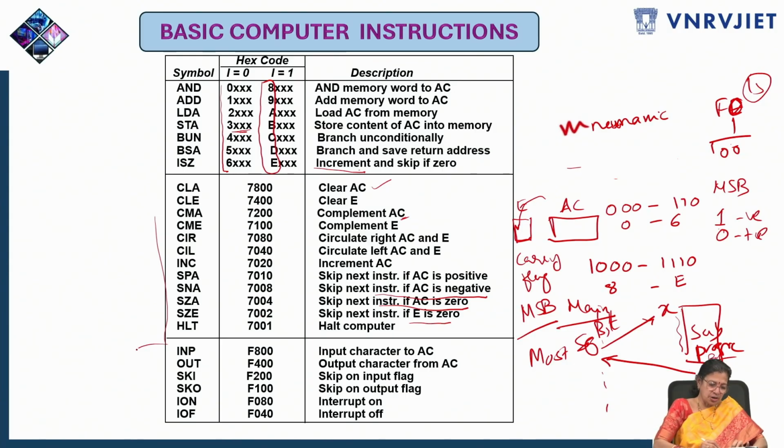Then coming to the third group of instructions, INP is input a character to accumulator. So from the input device, a character will be input to the CPU register. Similarly, output character from AC. So through the accumulator, the output register will send data to the output device. It will send a character from the accumulator.